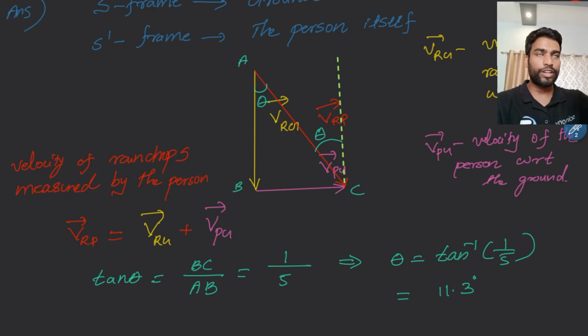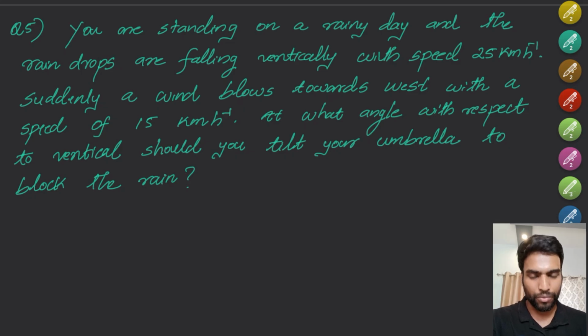Is it forward direction or backward direction? Of course, if you look at the diagram, it is backward direction. So he has to tilt his umbrella a little bit backward with an angle 11.3 degree. Good. Right. Now let's focus on the question number 5.